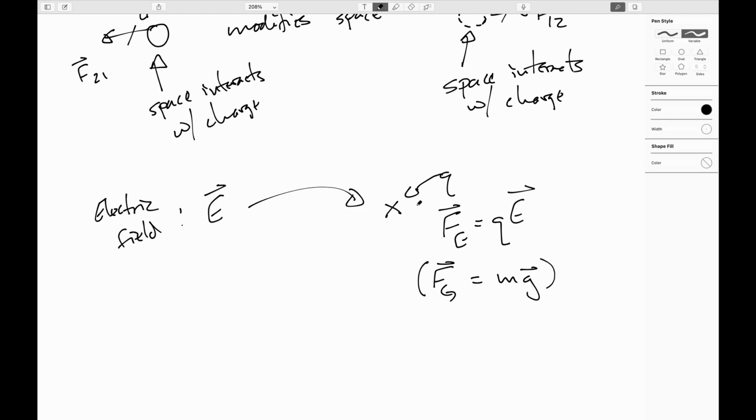So in a certain sense, what this electric field is telling me is how much force per unit charge space can exert on a charge that you choose to put at that location. Now, there are fields absolutely everywhere, but this is telling us what the force per charge is. And it also has to have a direction.